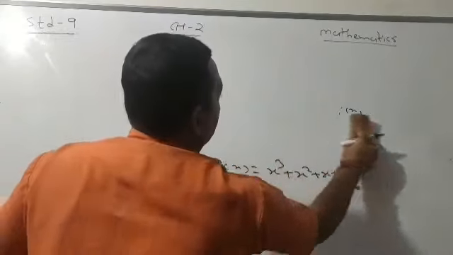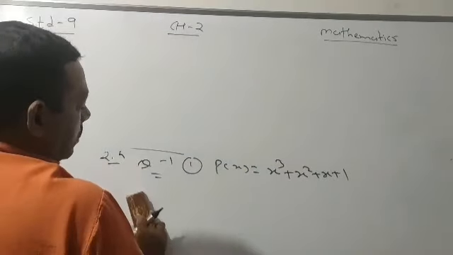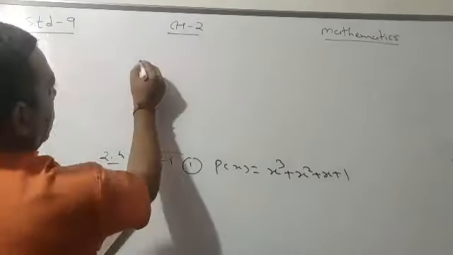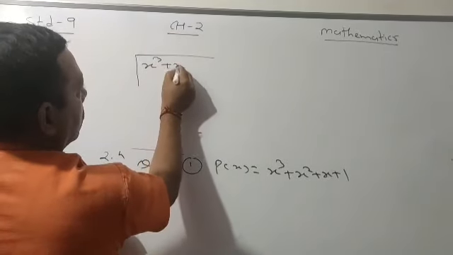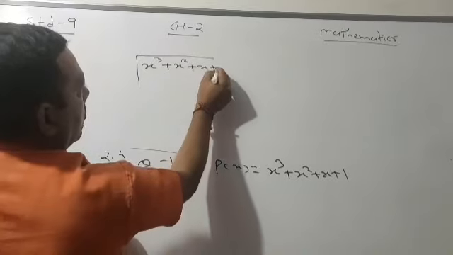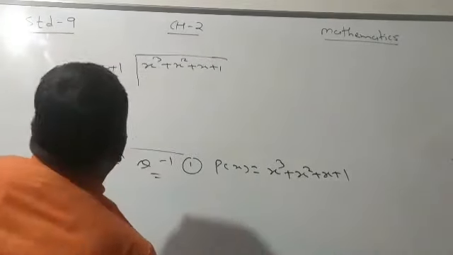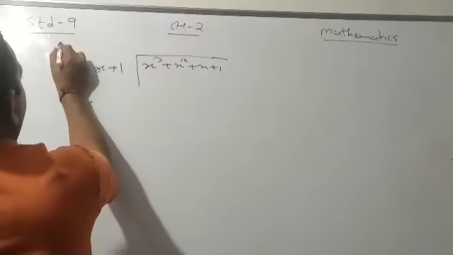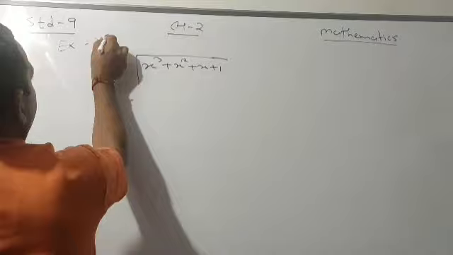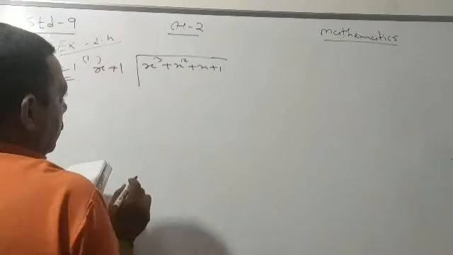See, the first method is long division. Okay, I will write this again: x cube plus x square plus x plus 1. Now I will divide this by x plus 1. This is the same question I copied over there, that is, exercise 2.4 question 1 sub question 1.